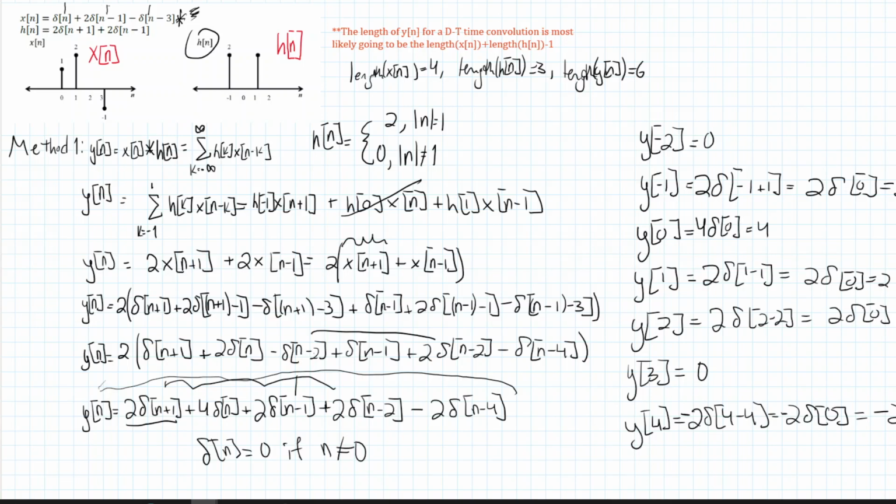Just want to double check, make sure. Negative 2 is 0, negative 1, 2, 4, 2, 2, 0, 4, 2. All right. And what's our length here? 1, 2, 3, 4, 5, 6, 7. This is 7, but the length of y, it looks like 7, but it's actually 6 because y of 2 is 0. There was nothing there.